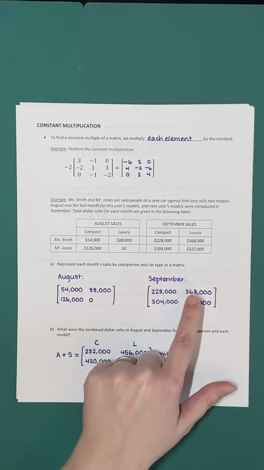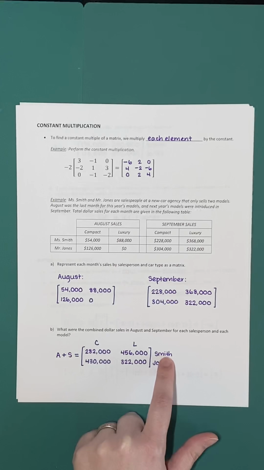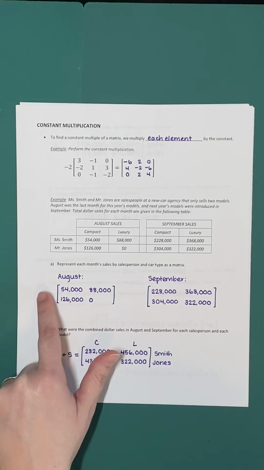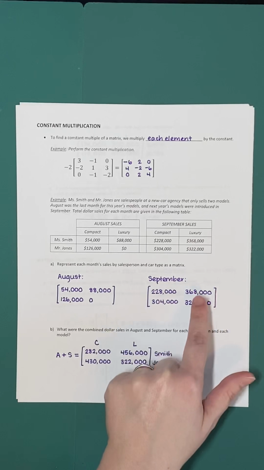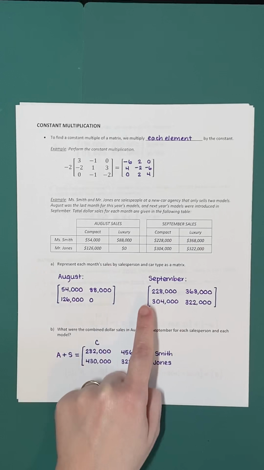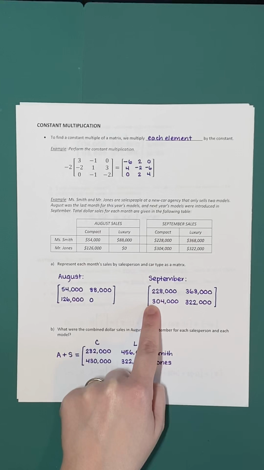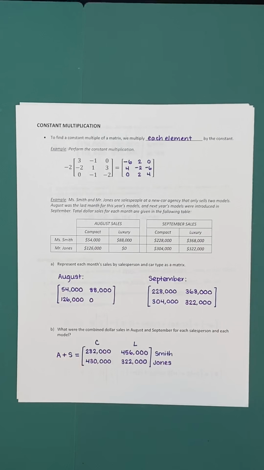So 88,000 plus 368,000, well, that's going to be luxury sales for Ms. Smith because it resulted from Ms. Smith, luxury sales, Ms. Smith, luxury sales, and then same thing for the bottom rows. So 126,000 plus 304,000, and then 0 plus 322,000 gives us the total sales for Mr. Jones. So this is just a compact way of organizing this information based on the question that we were asked.